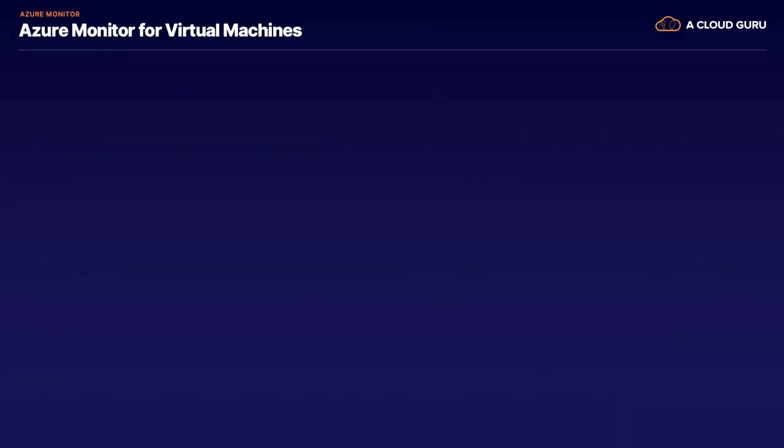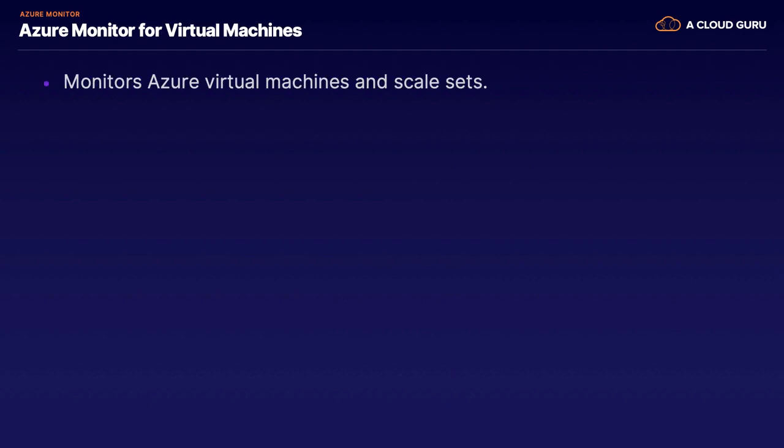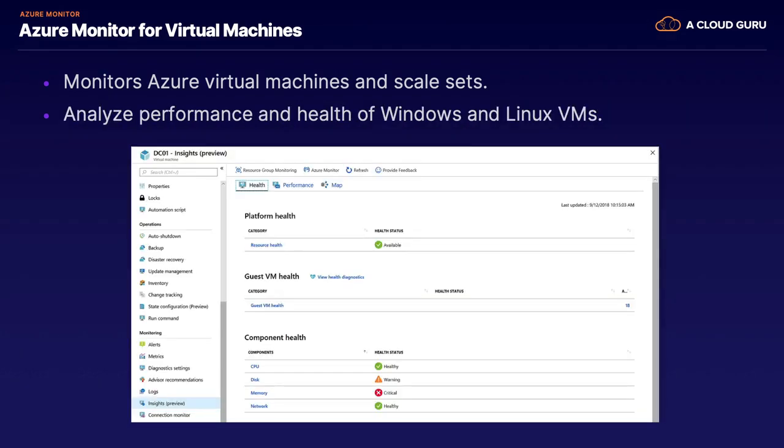Azure Monitor for VMs monitors your Azure virtual machines and virtual machine scale sets. It analyzes the performance and health of your Windows and Linux VMs and monitors their processes and dependencies, providing health and performance metrics and a dependency map showing interconnected components within a virtual machine from other resource groups and subscriptions.